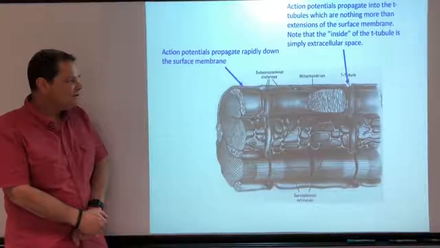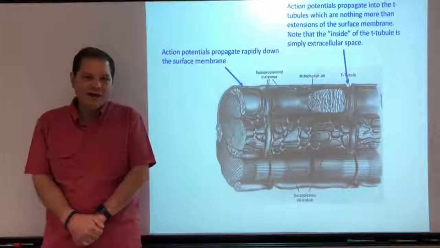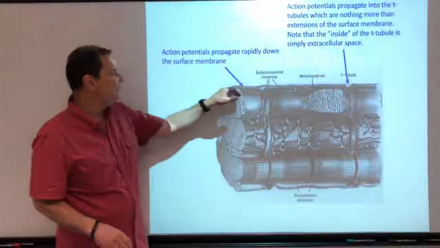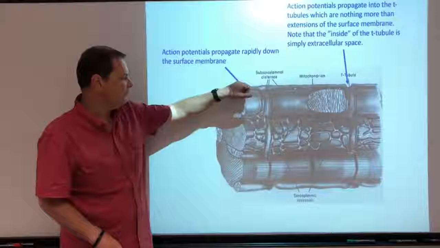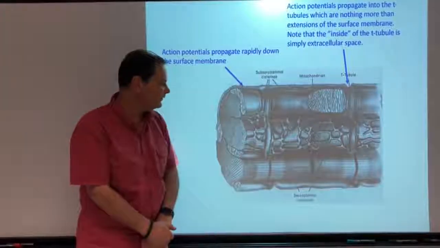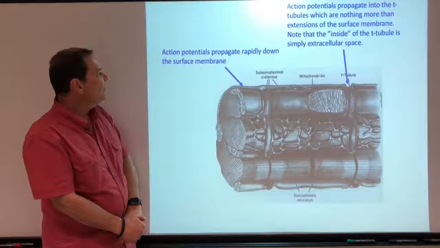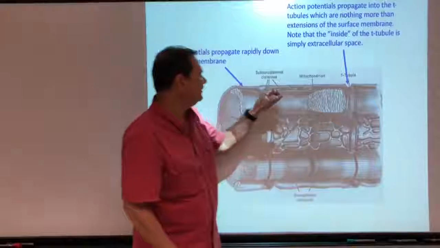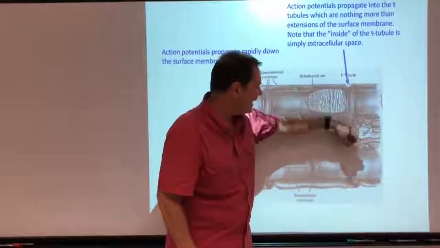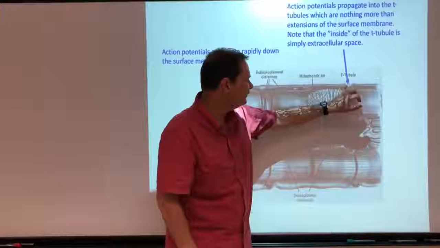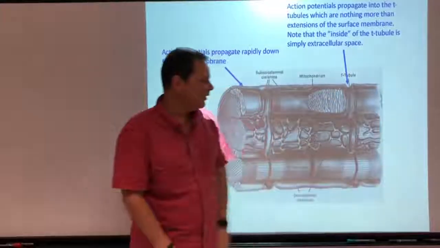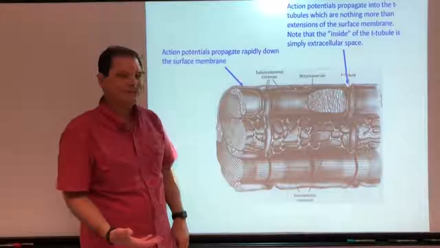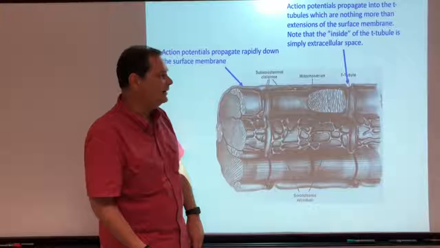So as you guys know, action potentials propagate from cardiac cell to cardiac cell, and they do that along the surface membrane here, which is called the sarcolemma in striated muscle. And the action potentials propagate from one end of the cell to the other, and as they do along the surface membrane, they dip down into structures which are called T-tubules. And these T-tubules are a chronic source of confusion for medical students because they have a tendency to think of them as organelles, which you probably should not do.